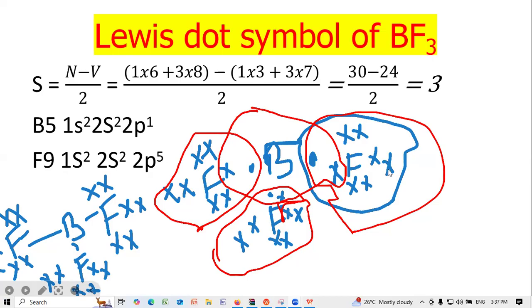I am trying to complete from the fluorine. Fluorine has 7 valence electrons and 1 electron taken from the boron in this way. And every fluorine has a similar case. Fluorine has 7 electrons and 1 electron taken from the boron. And boron also has 1 electron taken from every one of the 3 fluorines, so boron has 3 electrons and 3 electrons taken from the 3 fluorine. That's why 6 electrons. This is the exceptional case. I have already discussed and told you.